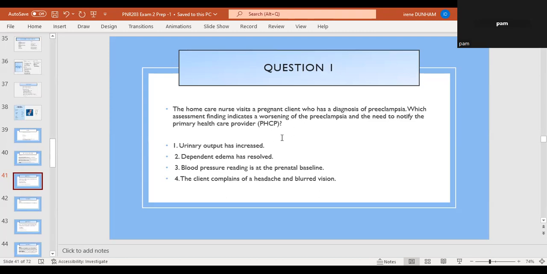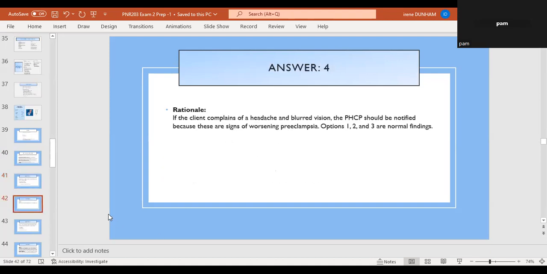Looking down, urinary output has increased. Well, no, that's not worsening. What's the question asking me? Dependent edema has resolved. Well, that's good. That's not getting worse. Blood pressure reading is at the prenatal baseline. Well, that's not getting worse. The client complains of a headache and blurred vision. Is that a sign of worsening preeclampsia? Yes. So the answer would be 4. There we go, so we got the answer correct.